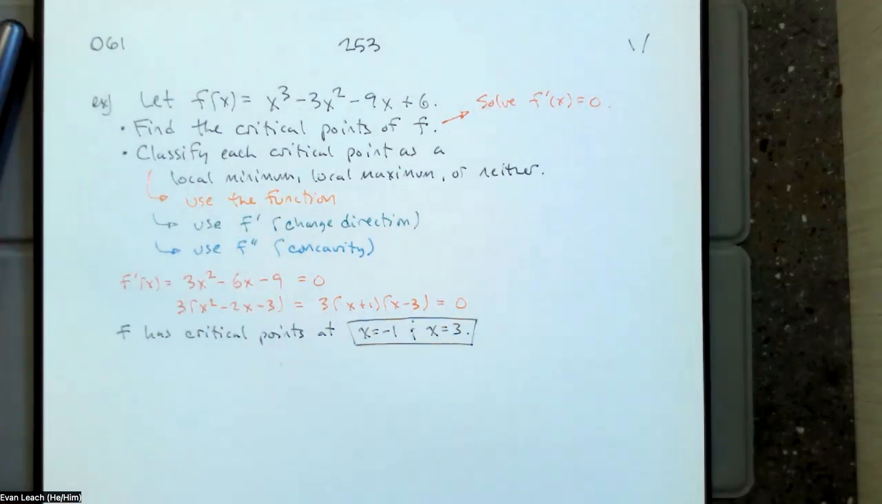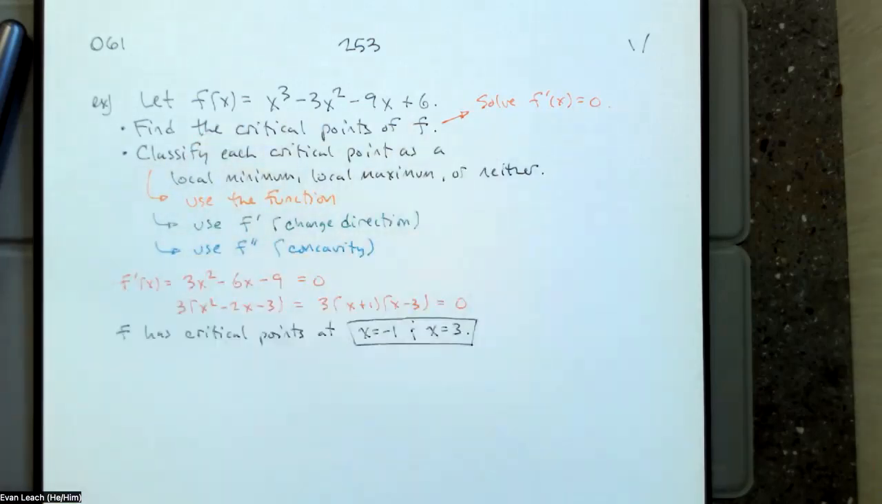I know originally I said find the critical points, and here I found the locations of the critical points. To find the actual points, I would have to plug these into the function, and that just sounds like a lot of work, especially if we're going to be looking at a graph in a minute anyway. Now we want to classify each one as a local maximum, a local minimum, or neither.